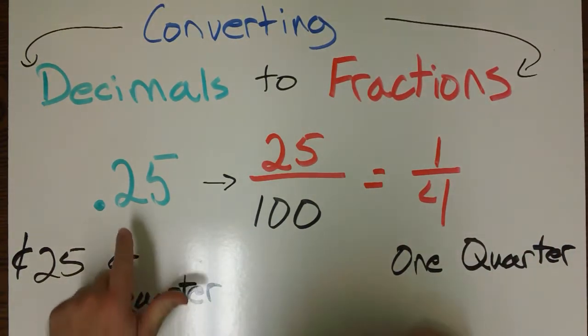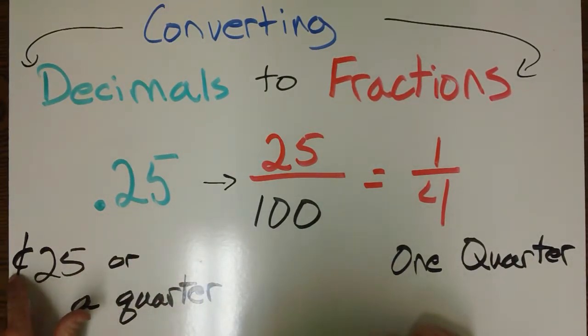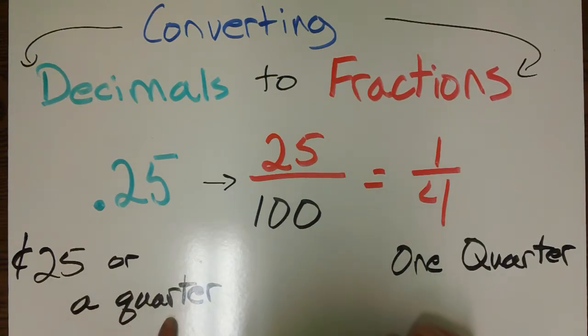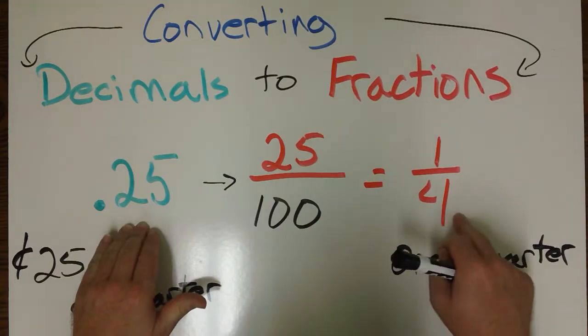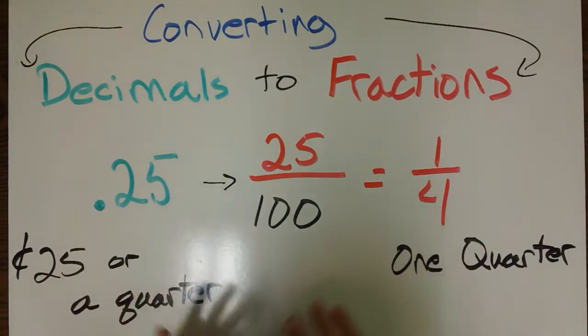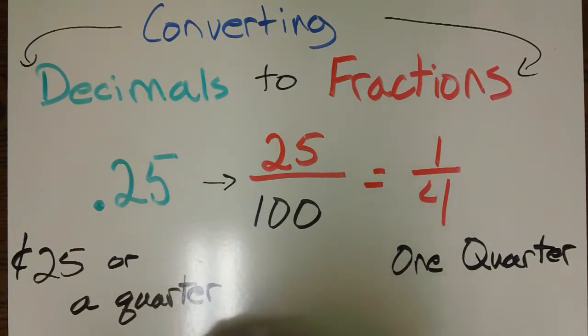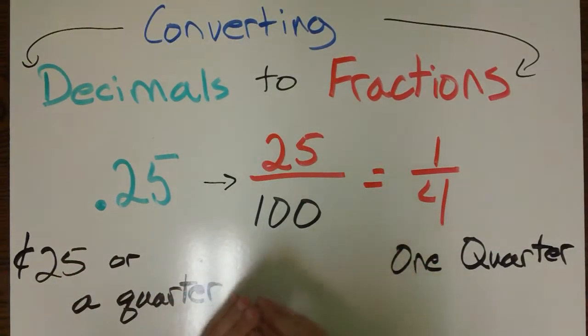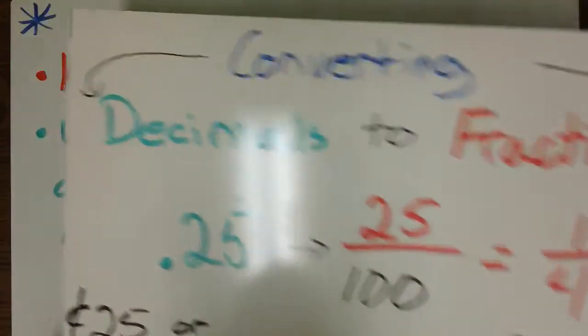And if we look back at the decimal, if we talk about this decimal as far as money, we have 25 cents or we have a quarter. So you can see that we've converted this decimal into this fraction. The reason we do that is because if we have to compare different rational numbers written as either decimals or fractions, if they're written in the same form, then we can more easily compare them. All right, so let's look at some notes here.